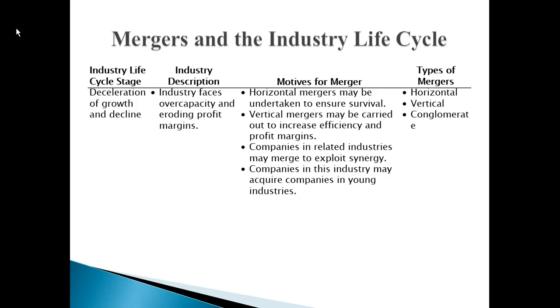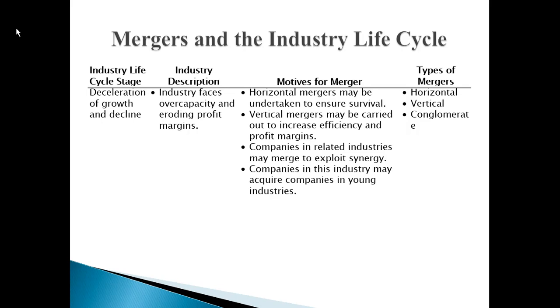And then we move on to deceleration of growth and decline. The industry faces overcapacity and eroding profit margins. There are now too many players in that market, too many players, and the profits are now declining. So motives for mergers: horizontal mergers may be undertaken to ensure survival. They now seek to survive in this industry, so they might get involved in horizontal mergers. Then vertical mergers may be carried out to increase efficiency and profit margins.